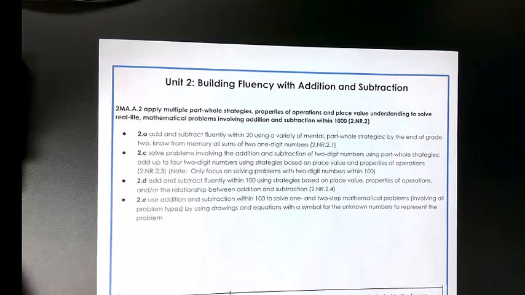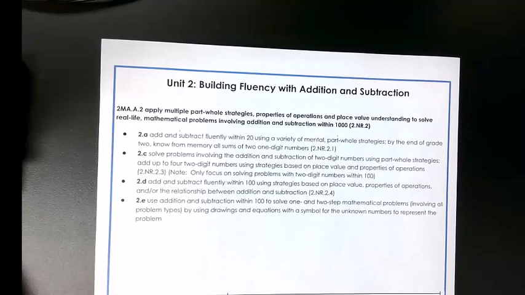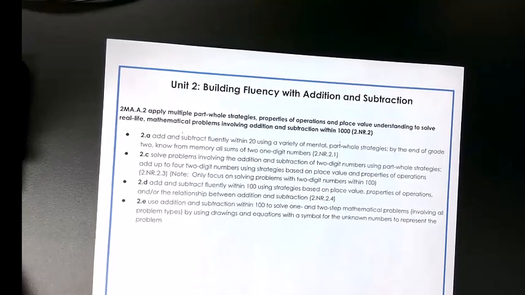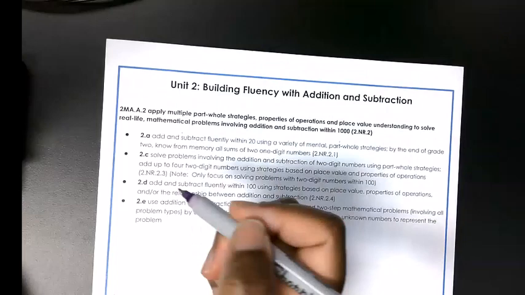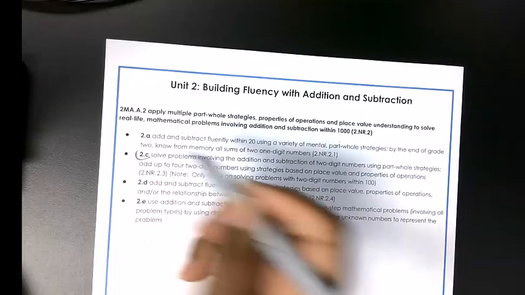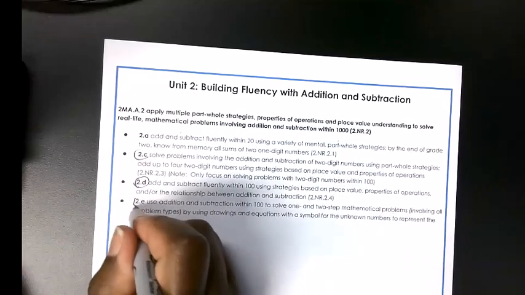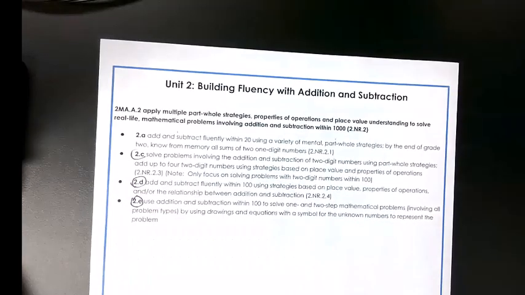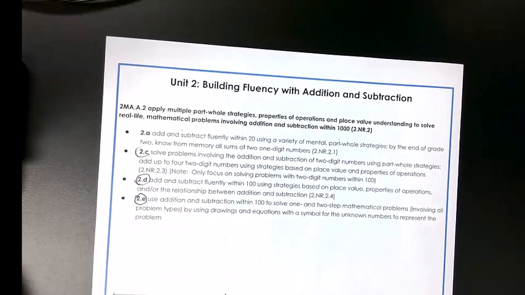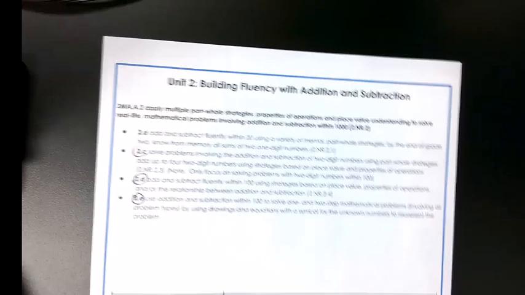I would like to highlight a couple of examples and instructional strategies for you today from Unit 2, Building Fluency with Addition and Subtraction. The first example I would like to look at is based on AKS 2, IOAs 2C, 2D, and 2E. We will be looking at an example from the Unit 2 pacing.